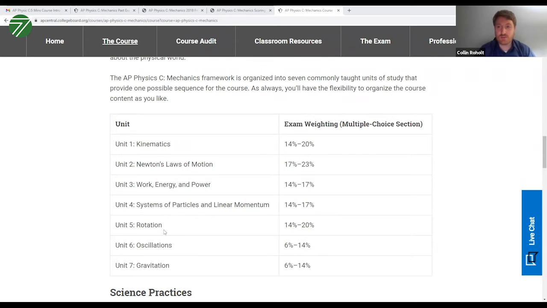There's also rotational motion, which is different than uniform circular motion, which is covered in the Newton's laws of motion portion. And then also oscillations, which is simple harmonic motion, and gravitation, which is motion relating to universal gravitation. So these are the subjects that are covered on the AP Physics C Mechanics test.